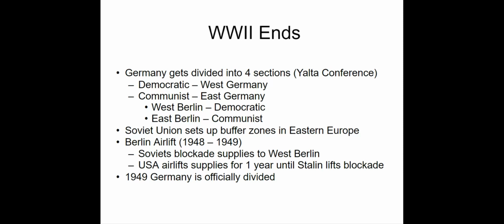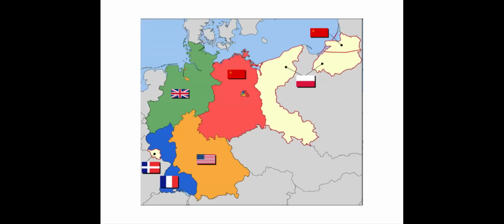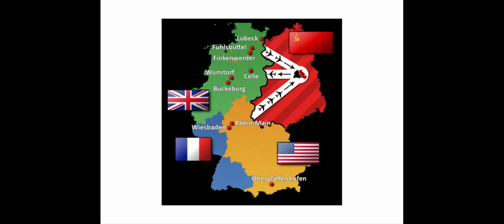Okay, so the United States is going to airlift supplies for a year, and finally Stalin says, forget it. You can bring your trains in, you can bring your trucks in, but he's not going to let people from East Berlin or the rest of Eastern Germany into Western Germany, because once you get into West Berlin, you are now in U.S., British, or French territory, and you can escape Soviet-controlled East Germany. Right, so we'll see that will begin to happen.